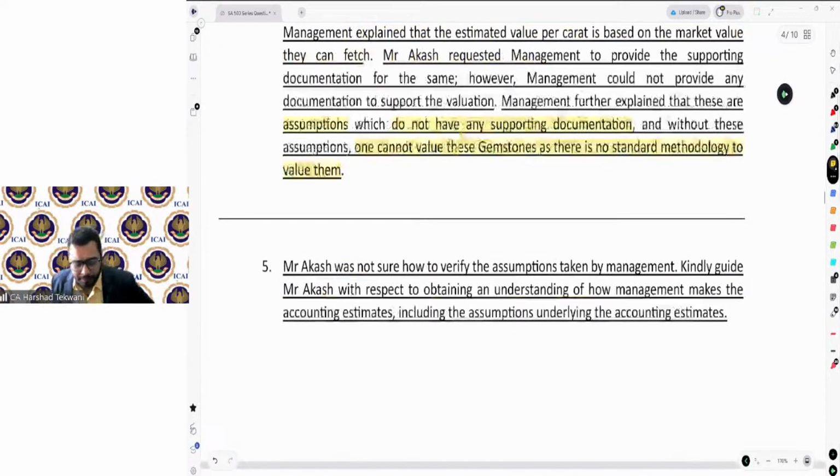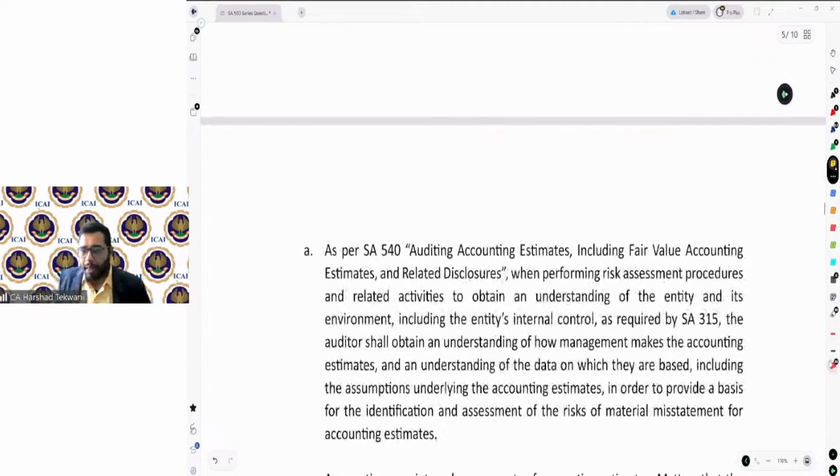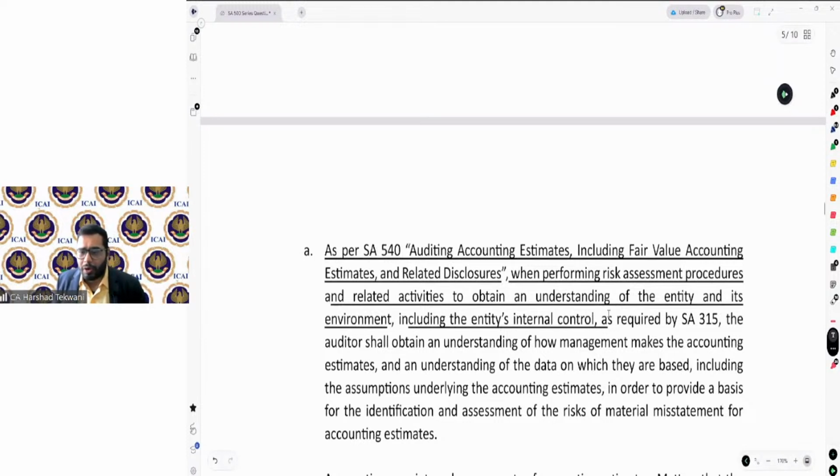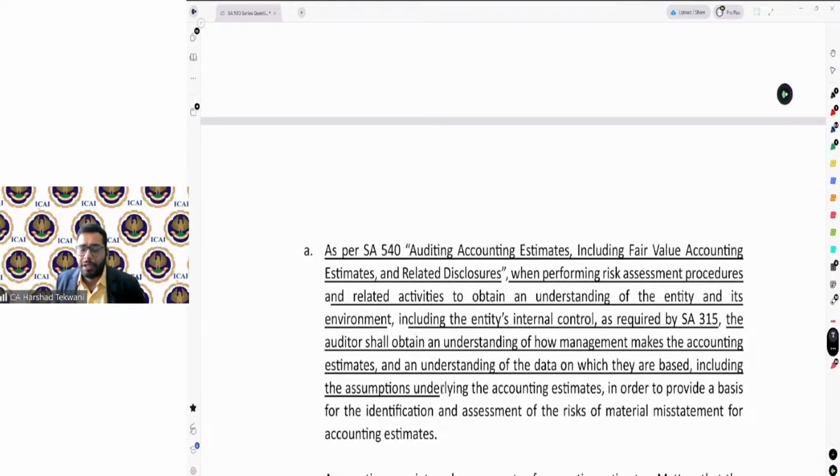So let us see the answer. As per SA 540, Auditing Accounting Estimates including Fair Value Estimates and Related Disclosures, when performing the risk assessment procedures and related activities to obtain an understanding of the entity and its environment, including the entity's internal control as per SA 315, the auditor shall obtain an understanding of how management makes the accounting estimates and of the data on which they are based, including the assumptions underlying the accounting estimate, in order to provide a basis for the identification and assessment of risks of material misstatement for the accounting estimates.